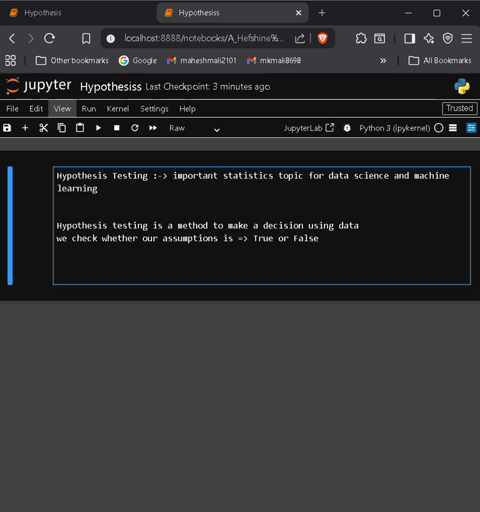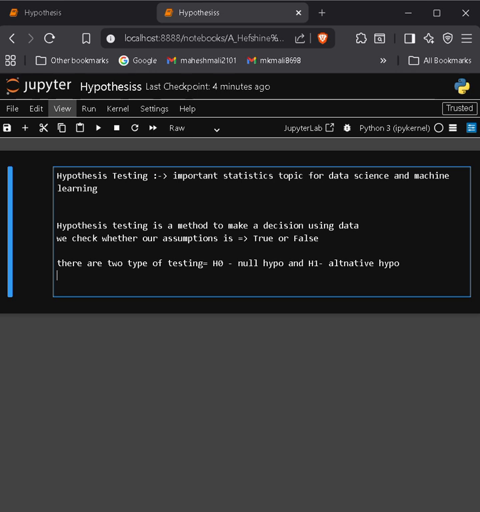So there are two types of hypothesis. The first one is H0, which means the null hypothesis, and the second is H1, which denotes the alternate hypothesis.